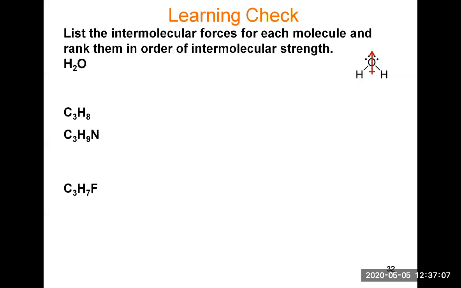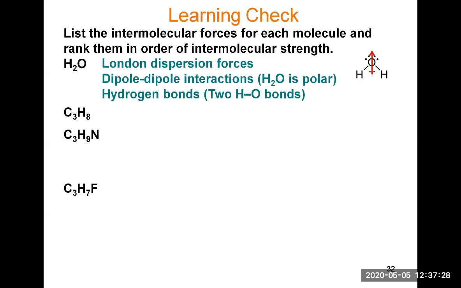So now let's list the intermolecular forces. So there is always London dispersion forces. Here we have a net dipole, so we will have dipole-dipole interactions. And now, do we have hydrogen bonding? And yes, we have hydrogen bonding because we have HO bonds that create partial negative charges on oxygen and partial positive charges on hydrogen.